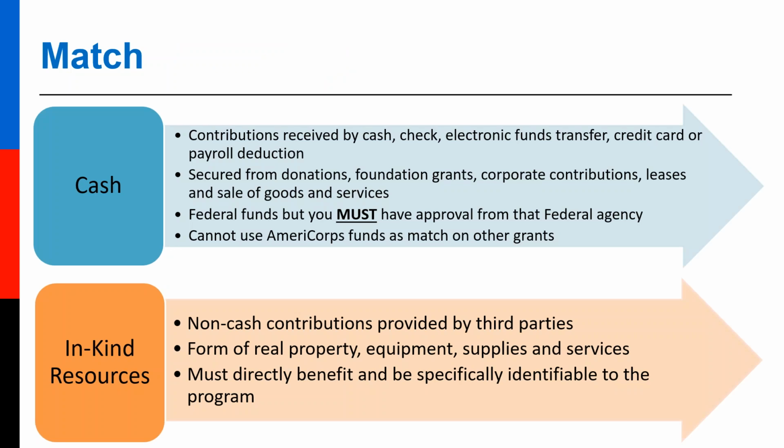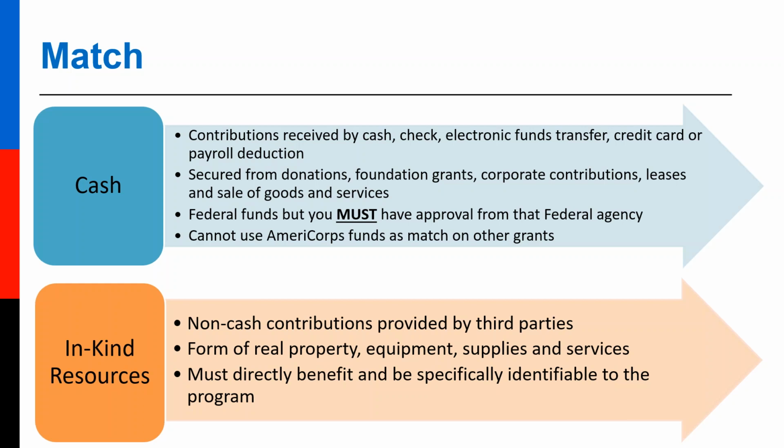Now that we've discussed the match percentage requirements, the next question is what can be utilized as match. As previously stated, there are two kinds of match, cash and in-kind resources. For cash match, you can utilize contributions received by cash, check, electronic funds transfer, credit card, payroll deduction, etc. Cash match can also be secured from donations, foundation grants, corporate contributions, leases, and sales of goods and services. You may use other federal funds as match on this grant, but you must have approval from that federal agency. It needs to be at the top, like the DC level federal, not the local federal approval. And you cannot use AmeriCorps funds as match on other grants.